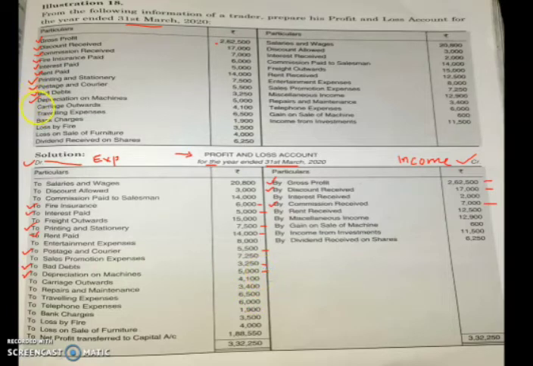Moving to the next item, carriage outward. Carriage outward means the goods are carried outside. So it will move to the profit and loss account debit side, it's an expense. Okay, traveling expenses, as the name itself suggests, is an expense. So the debit side. Then we have bank charges.